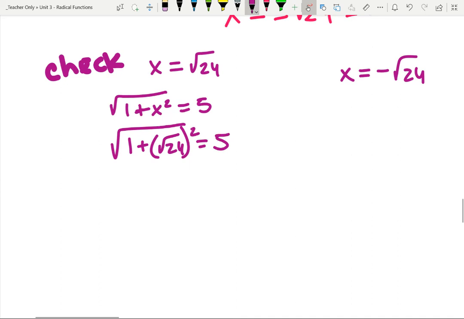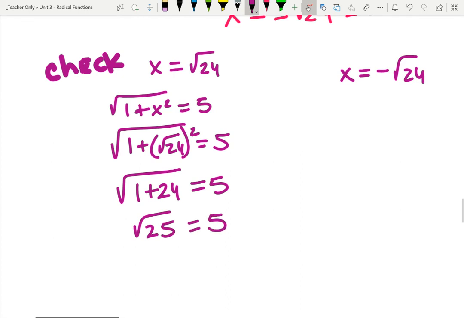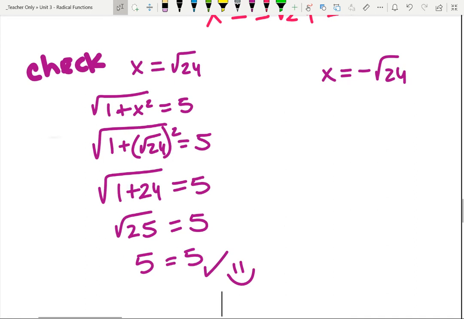the square root of 24 squared is going to give me 24. So my radicand will be 1 plus 24. And 1 plus 24 is, of course, 25. And when I completely evaluate this, I get a true statement. 5 is, in fact, equal to 5. So that's good. We have at least one solution that works.